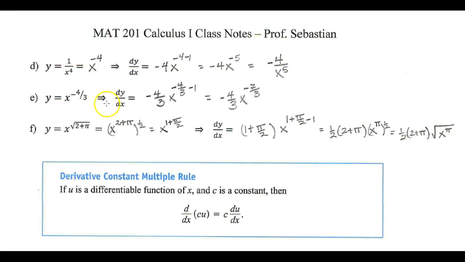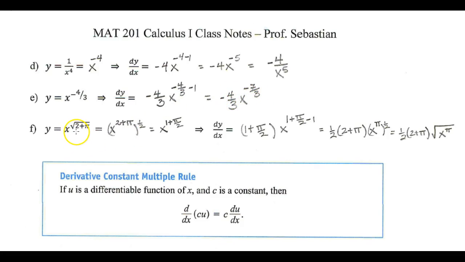Part E: y equals x to the minus 4/3. It's the same idea. If I want the derivative of that function, bring that power down, so it's minus 4/3 x to the, subtract 1 from the exponent, so minus 4/3 minus 1. That's minus 4/3 x to the minus 7/3. Again, if you wanted to put that in the denominator as positive x to the 7/3, you could, but we'll just leave it like that.